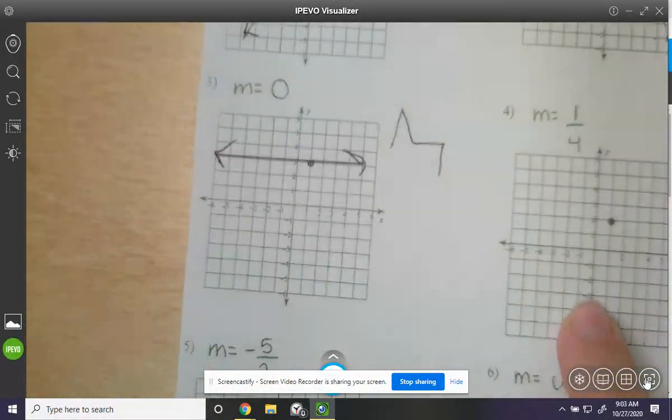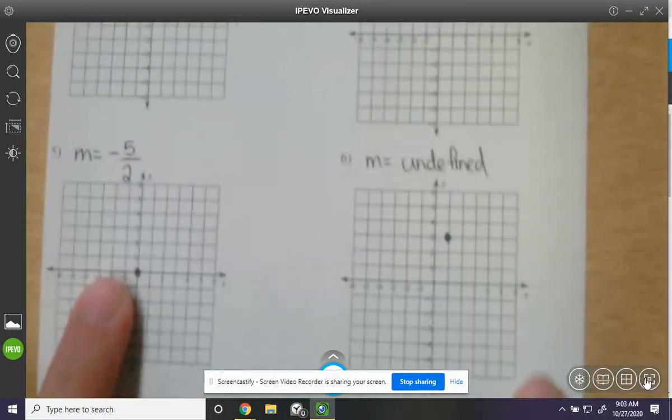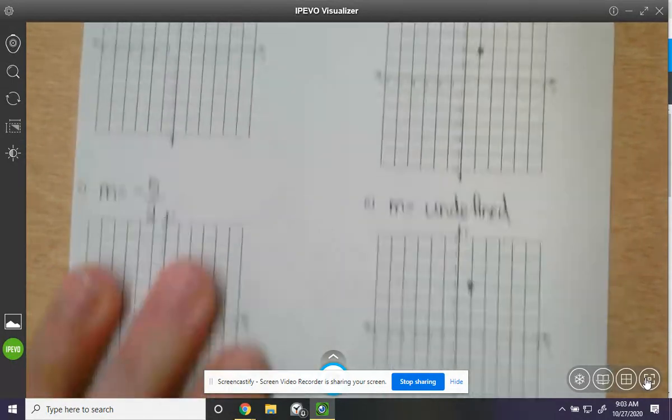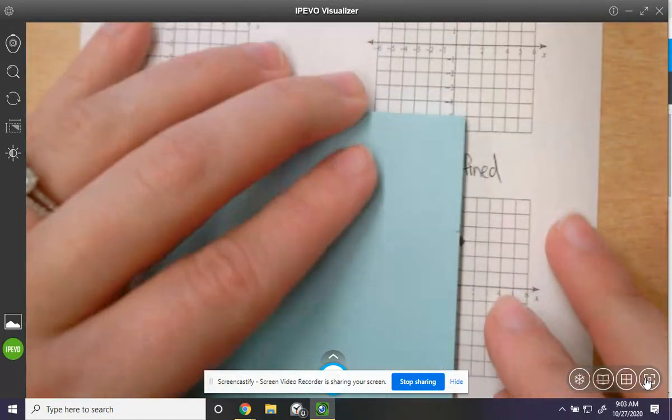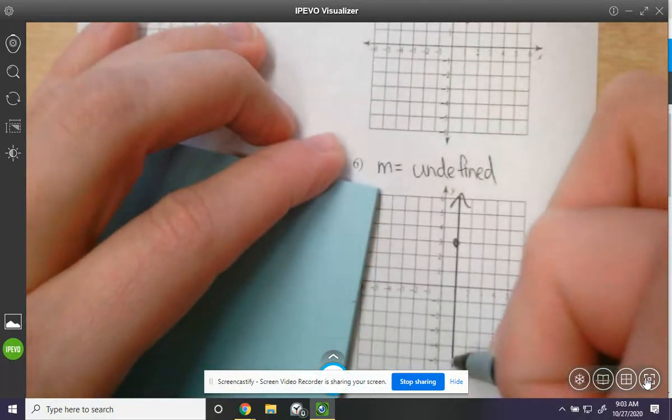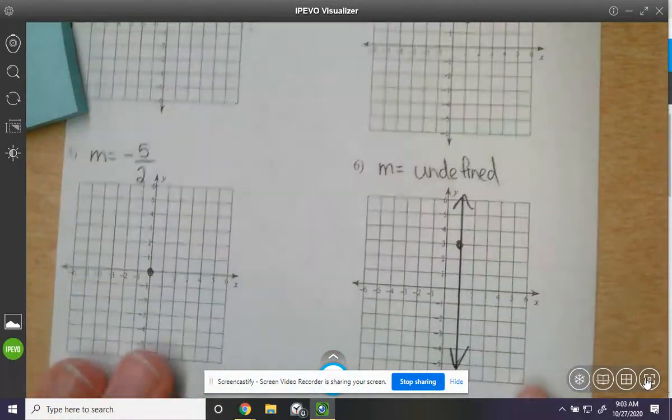I'm going to skip 4, come back to it, and 5. Let's go to 6. Undefined. If I look at my little slope dude, undefined is the straight up and down. So I'm just going to take this point, no counting necessary, draw my line, and that is my undefined line.